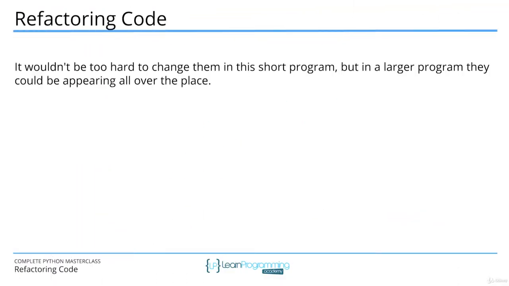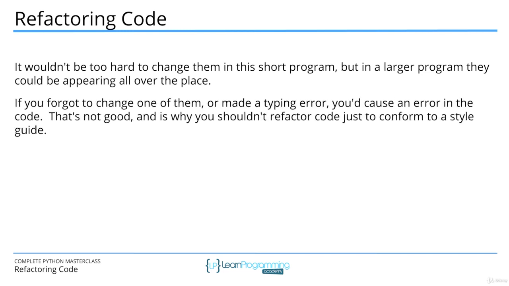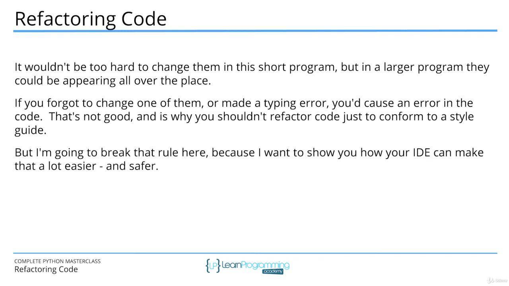Now it wouldn't be too hard to change them in this short program, but in a larger program they could be appearing all over the place. If you forgot to change one of them or made a typing error, you'd cause an error in the code, and that's not good, and it's why you shouldn't refactor code just to conform to a style guide. But I'm going to break that rule here because I want to show you how your IDE can make that a lot easier and safer.